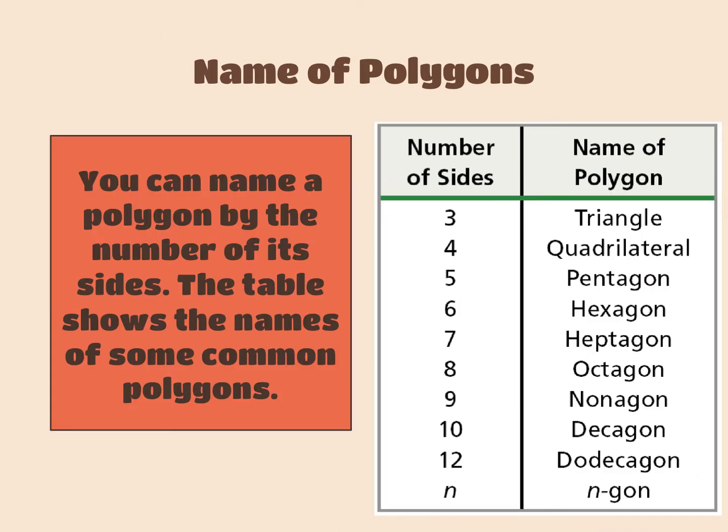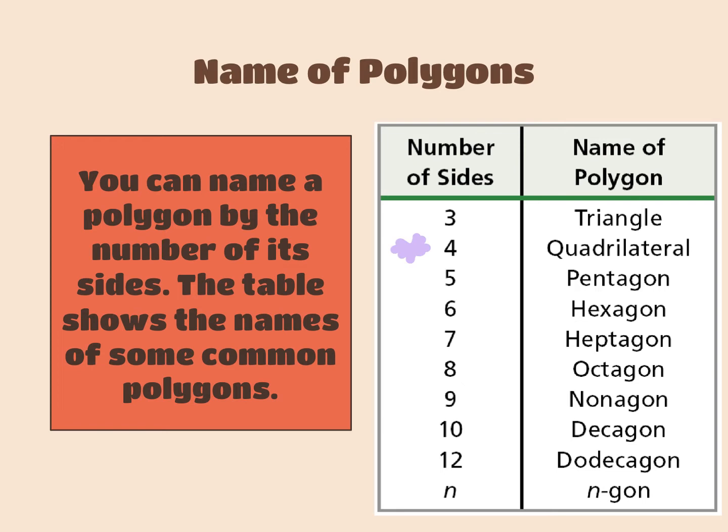The next slide has the names of the polygons. We saw all of these names back in, I believe, chapter 1 or one of the beginning chapters. You can name a polygon by the number of sides. The table shows some of the common polygon names. So a three-sided polygon is called a triangle. Four-sided is a quadrilateral. This is what we're going to be focusing on in chapter 7, quadrilaterals.